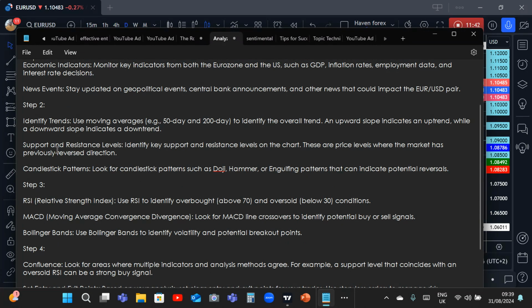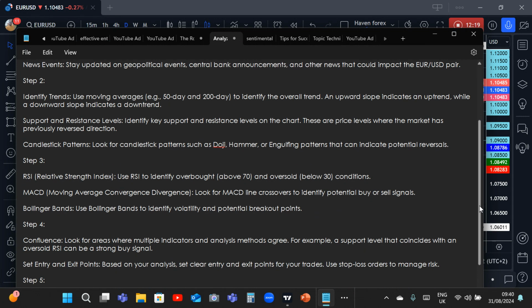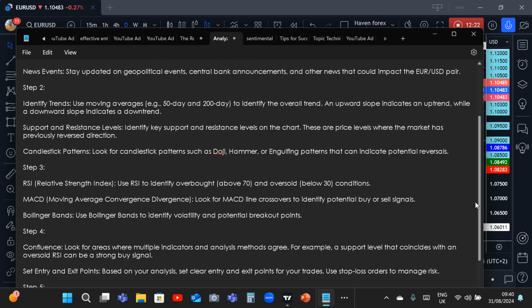All right, you see support and resistance level. Now, these identify key support and resistance level on the chart. All right, these are price levels where the market has previously reversed direction. Like I told us, for it to be confirmed, there has to be a point where price has previously touched and reversed to the opposite direction. And for it to be confirmed as a resistance and support level, price must have touched that place and reversed more than twice. All right.